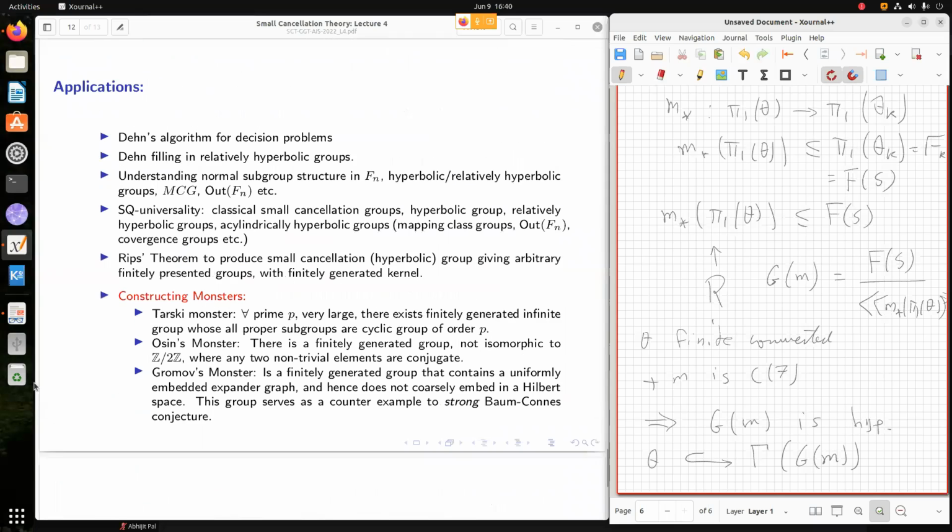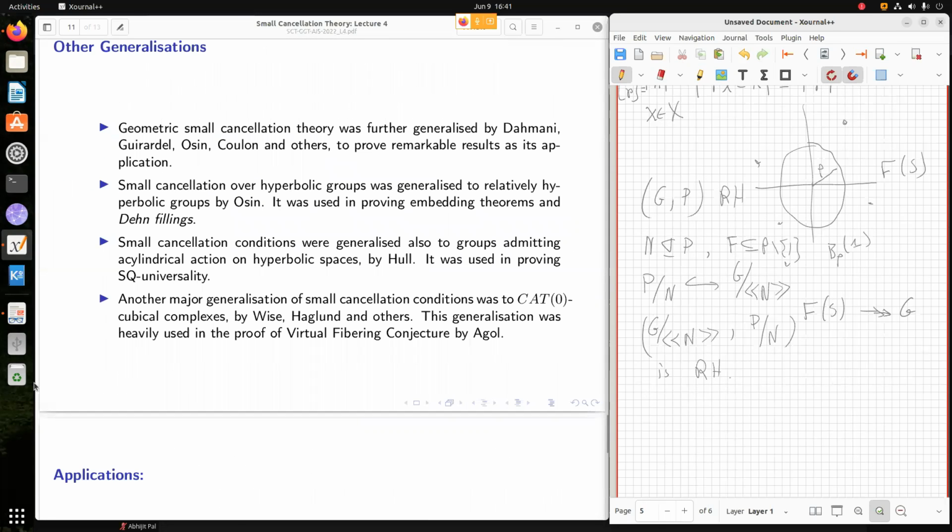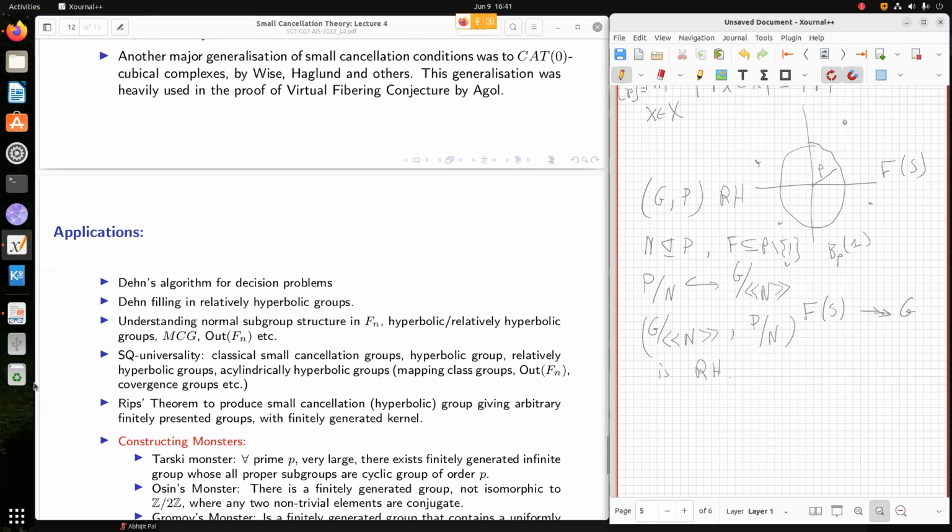So a few examples of application. One we saw is the Dehn algorithm and decision problems for this class of groups. Dehn filling in relatively hyperbolic groups was done by Osin and also, I think, Groves and Manning, and also by Dahmani, Guirardel and Osin in terms of geometric small cancellation. So that is a major application. And the normal subgroup structures in free groups, hyperbolic and relatively hyperbolic groups, mapping class groups, Out(F_n). Since we have these general versions of small cancellation theory, we can understand the normal subgroup structures better in all these groups.